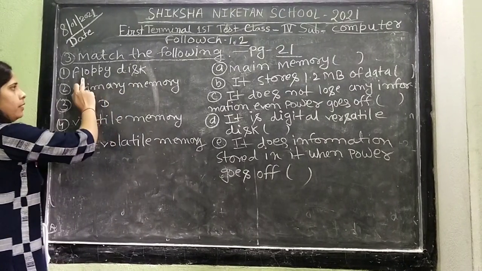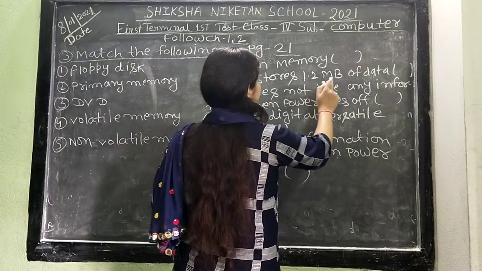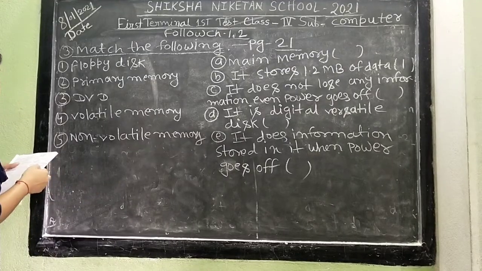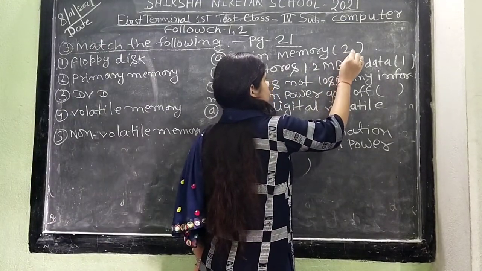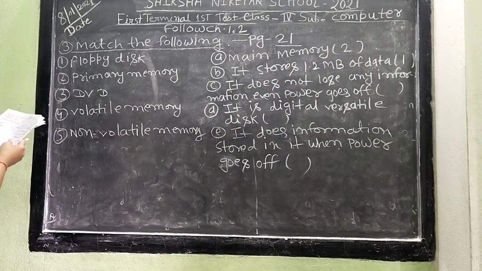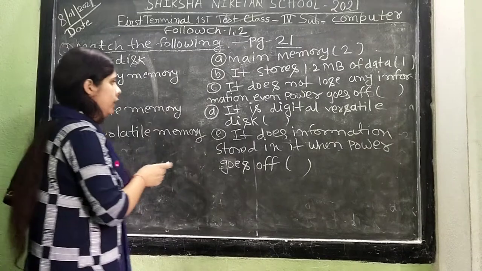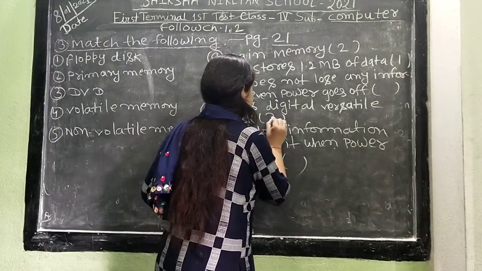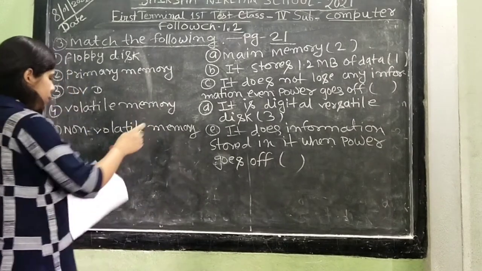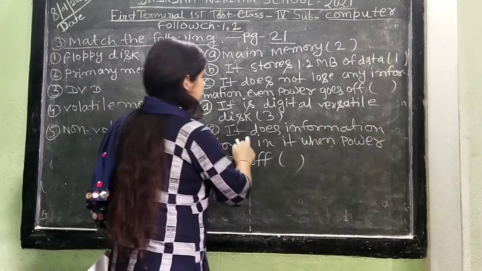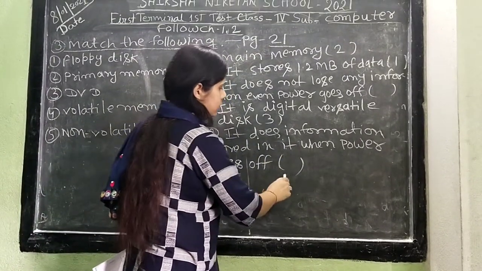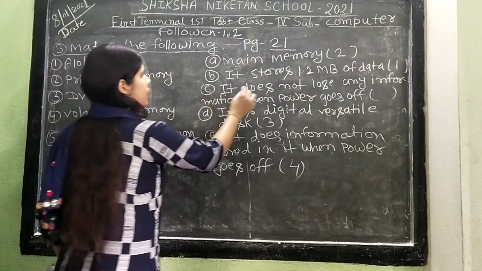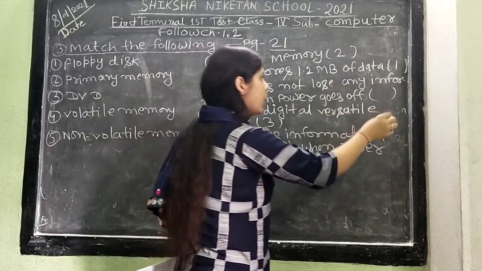Number 1, floppy disk. It stores 1.2 MB of data. Number 2, primary memory is main memory. Number 3, DVD. It is digital versatile disk. Number 4, volatile memory. It loses the information stored in it when power goes off. Number 5, non-volatile memory. It does not lose any information even when power goes off.